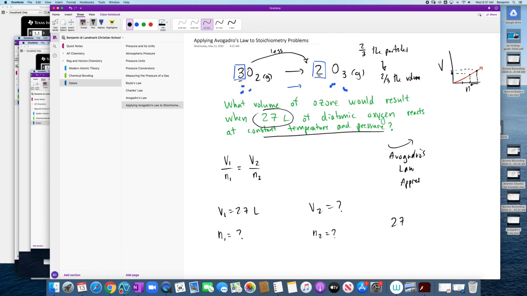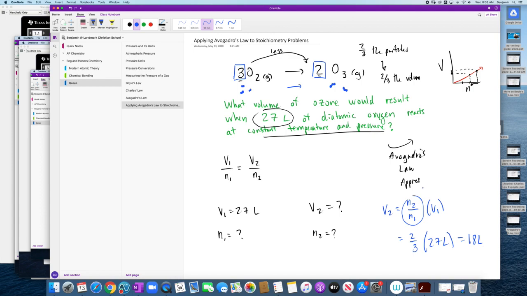So we can basically still use these coefficients, even though we don't know the real number of moles. We plug in to Avogadro's law, and we can say our final volume is going to be N2 over N1 times V1. Even though we don't know the number of particles, we know that this ratio is going to be 2/3. So 2/3 times 27 liters is 18 liters.